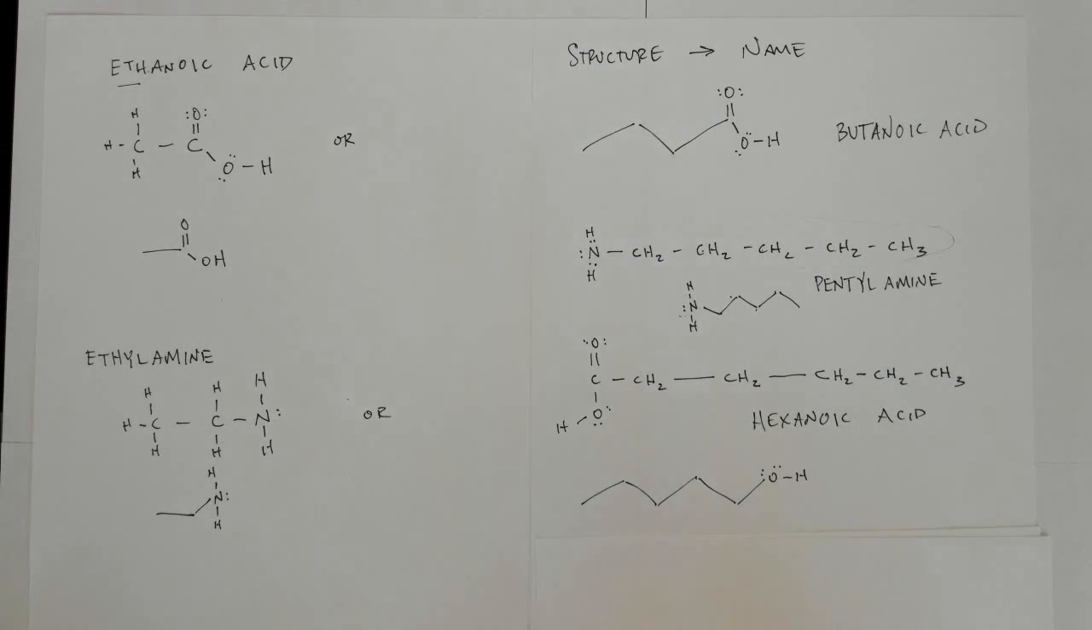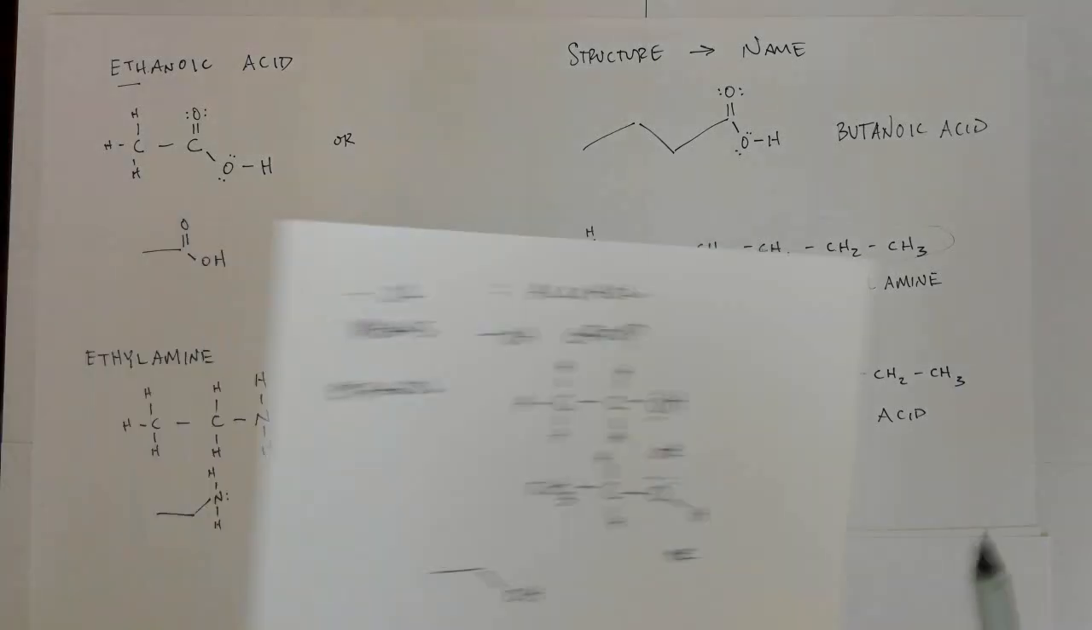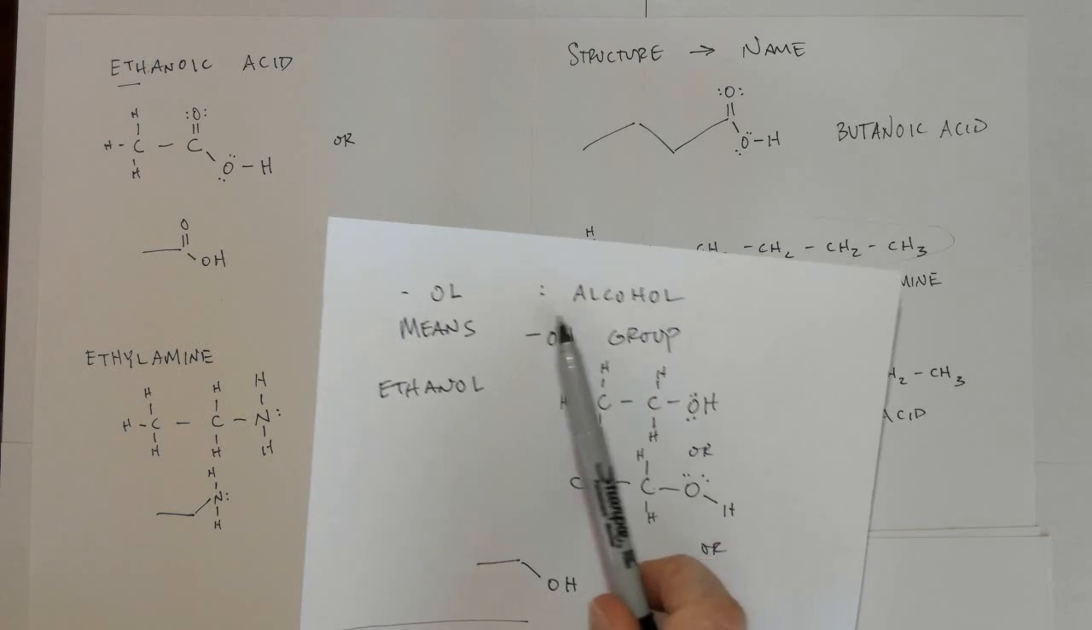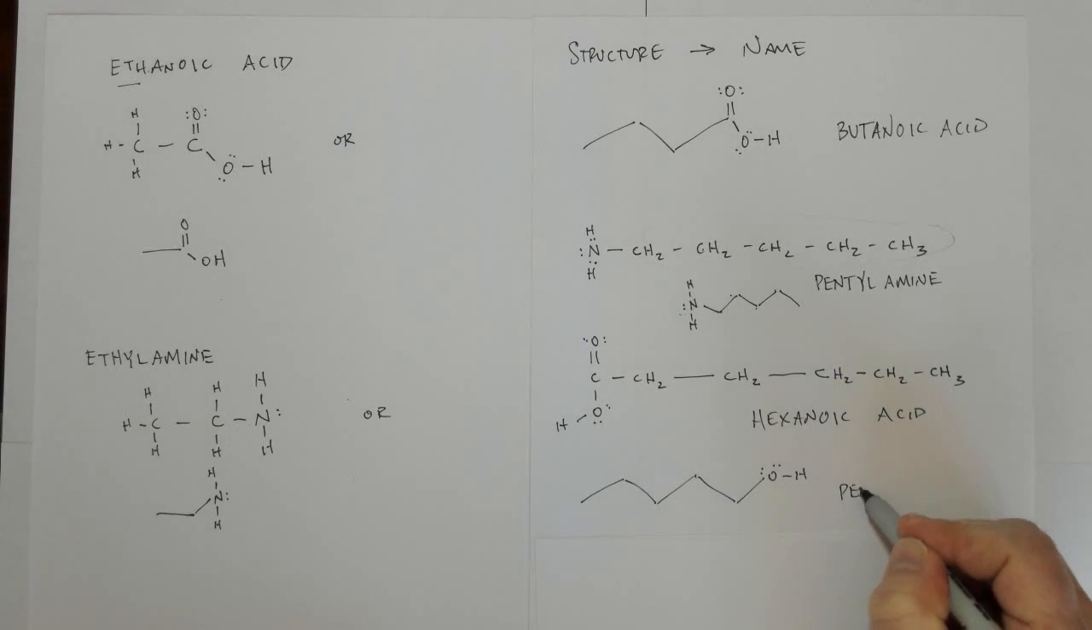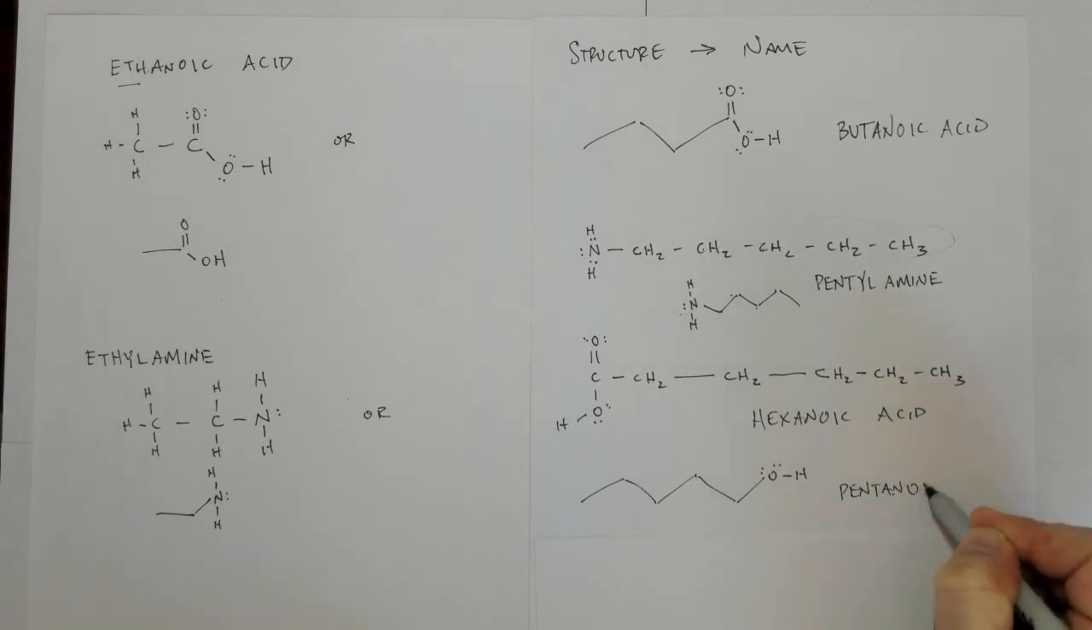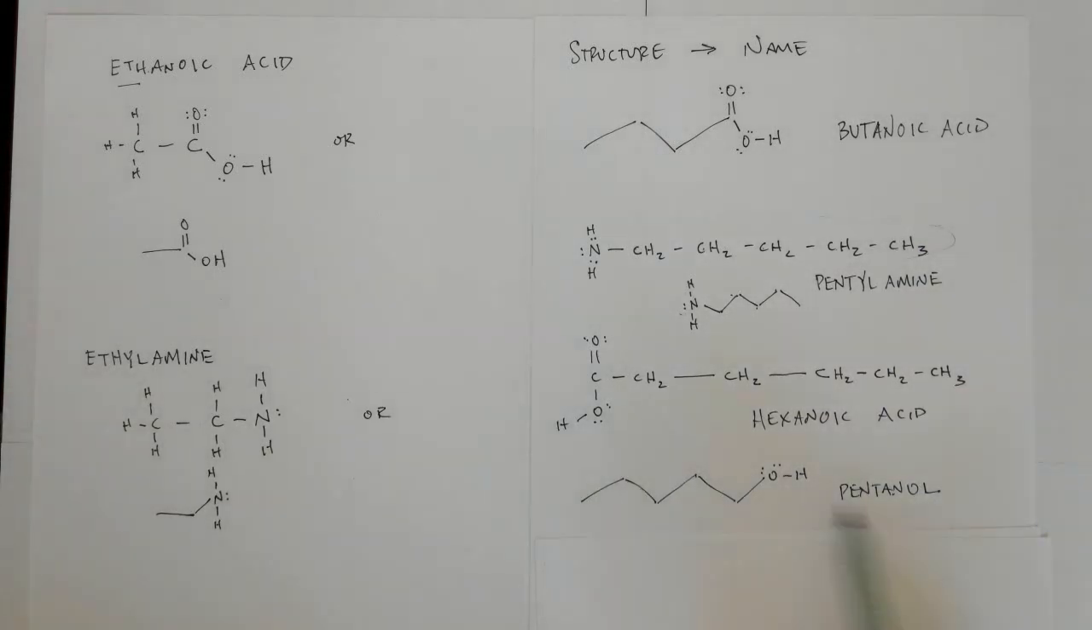How about this one? This one's got the chain written in a stick format. 1, 2, 3, 4, 5. 5 carbons, and then it's connected to an OH. If you forgot what an OH group means, remember that's an alcohol, and it ends in ol. So 1, 2, 3, 4, 5. The prefix would be pent. And then we'd put ol at the end of it, pentanol, because it's a 5-carbon chain alcohol.